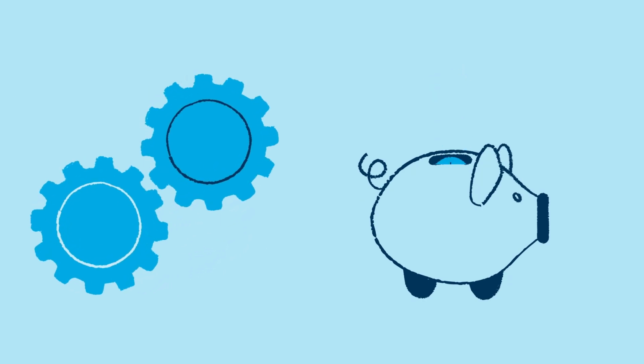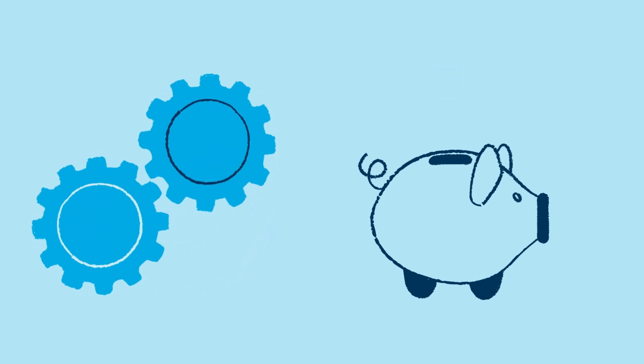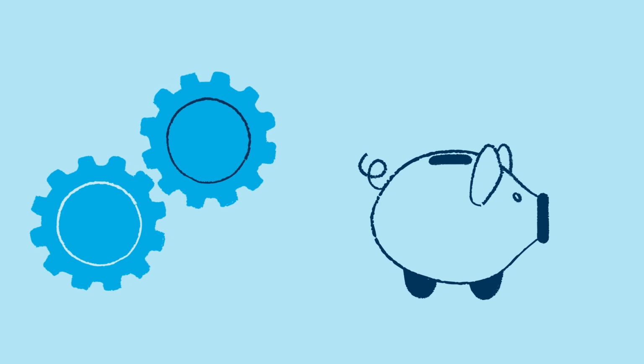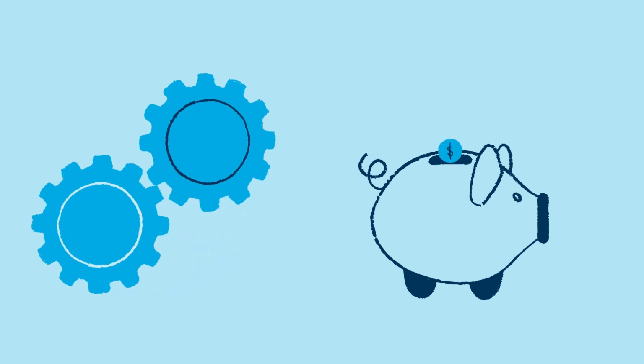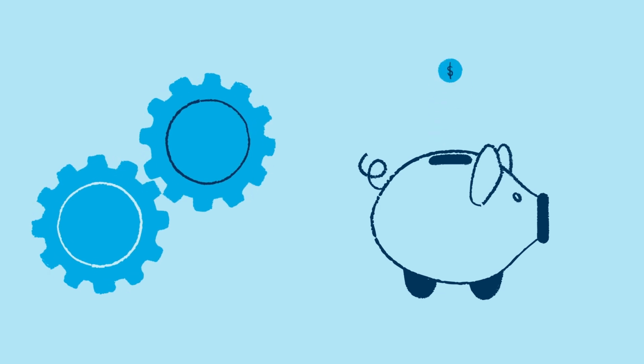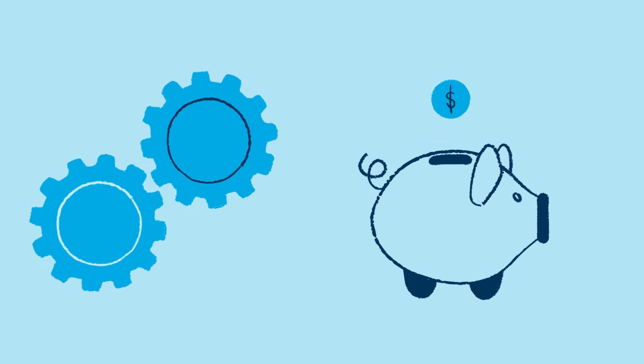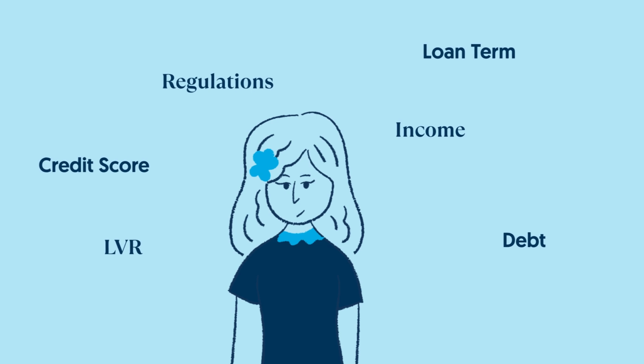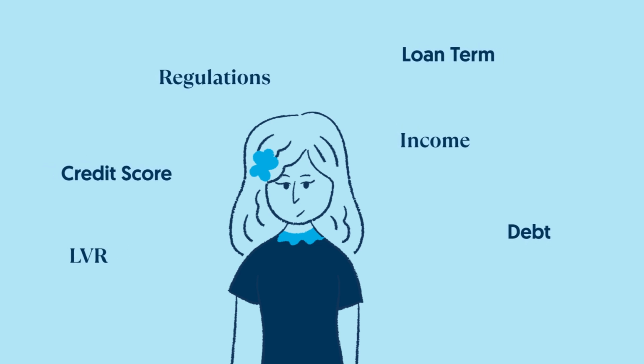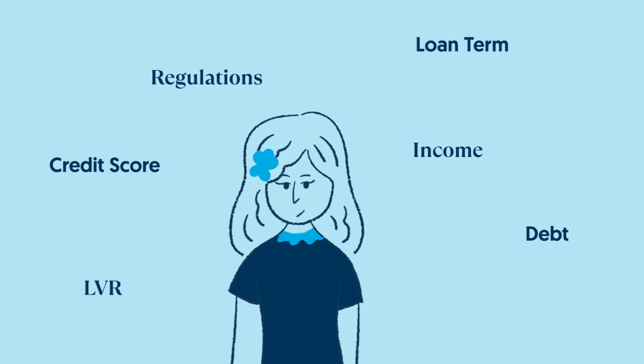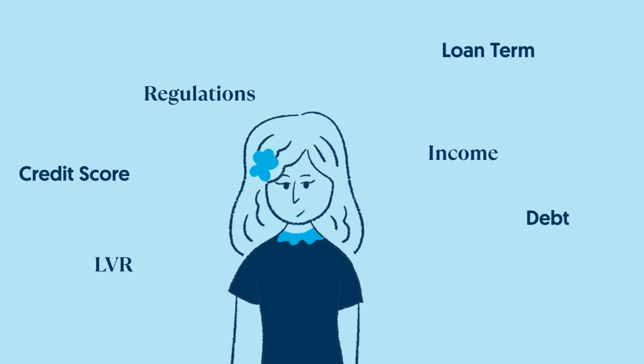The other side of the equation is that you may actually earn more interest on your savings, which is good news for those saving for a deposit. This can also work in reverse. If the cash rate is lowered by the RBA, interest rates on home loans and savings may come down. It's important to note that the cash rate isn't the only thing affecting interest rates. There are other factors that banks and lenders consider when applying an interest rate to your loan.